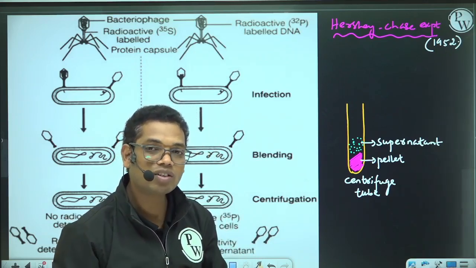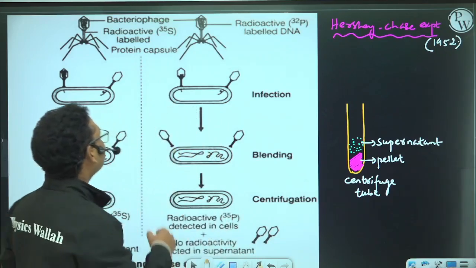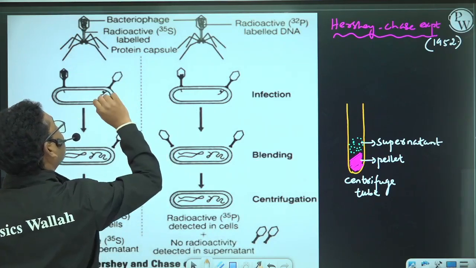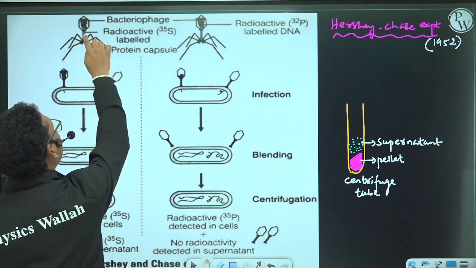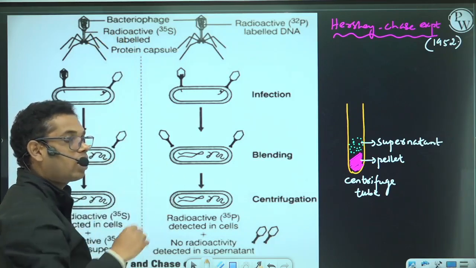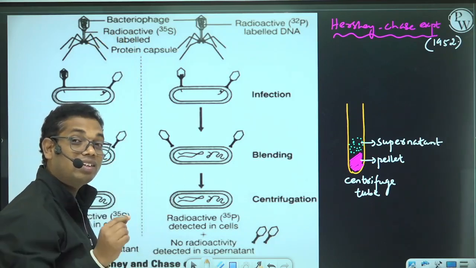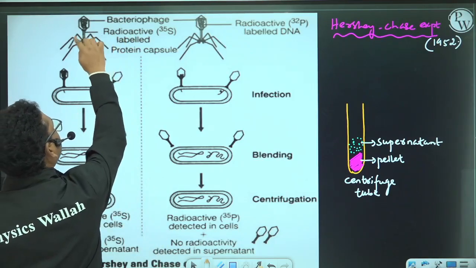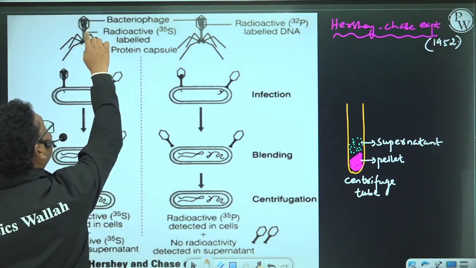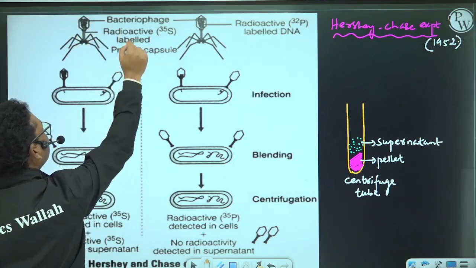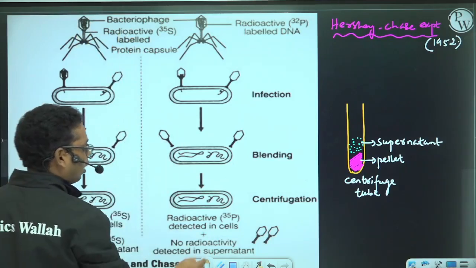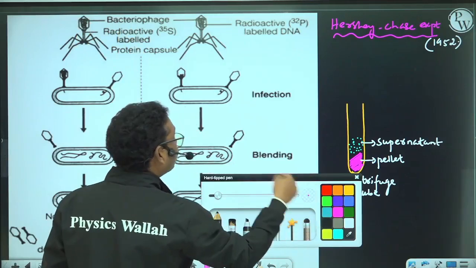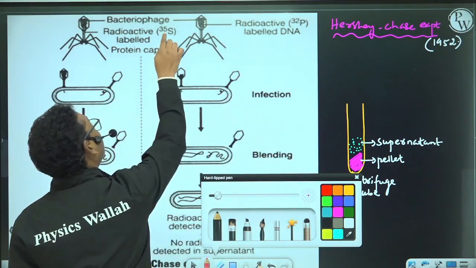Okay. So in one case, what did they do? They took a virus in which the protein was labeled. That is, the capsid was labeled, and the DNA was not labeled. That means in this bacteriophage, the capsid was labeled, and to label the capsid, they used radioactive sulfur, S35.